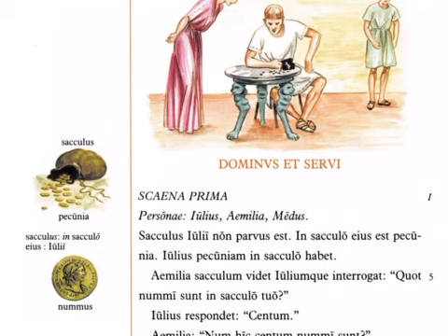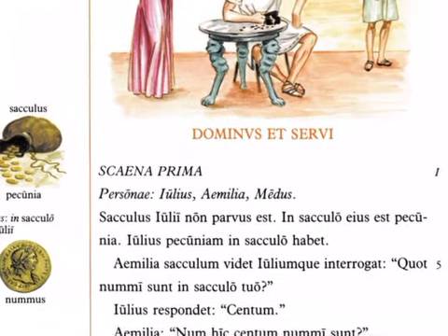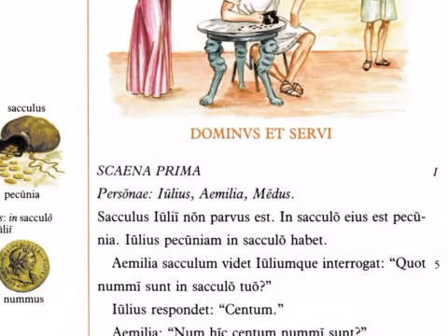Alright, and we see in the picture saculus, small sack or pouch. Pecunia, money. Nummus is the word for a coin, right? All right, let's see what's going on. Saculus Julii non parvus est. The pouch of Julius, the money bag of Julius, is not small. So he's a very rich man.